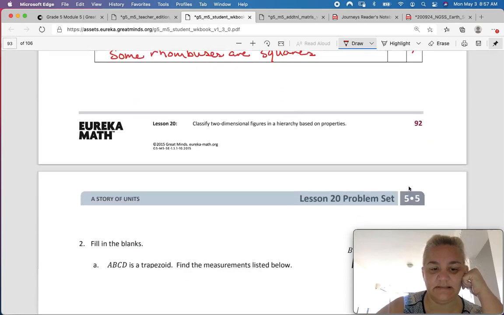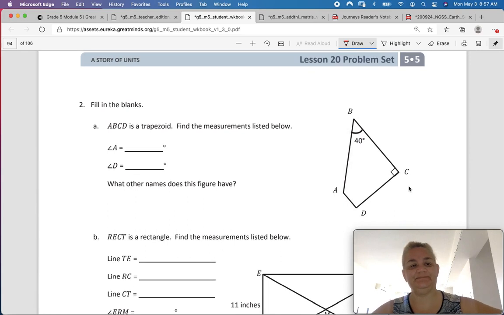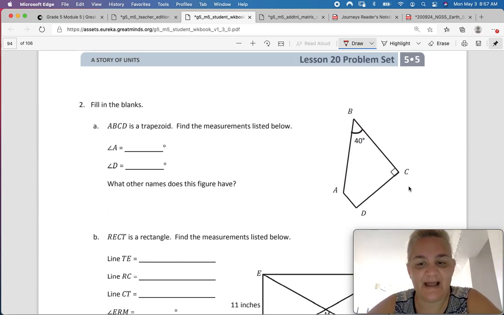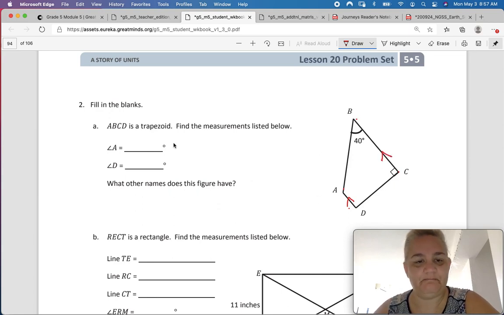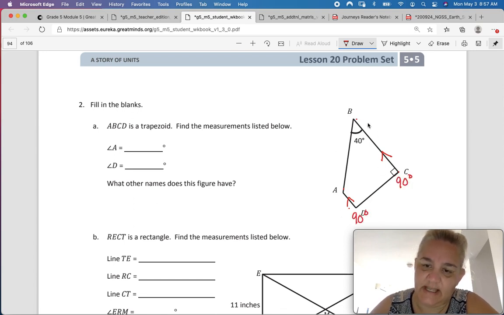Okay. All right, fill in the blanks. ABCD is a trapezoid, and it's a trapezoid because this line and this line are parallel, okay? Find the measurement listed below. So we know that this is 90 degrees, and we know this is 90 degrees. And we know this is 40 degrees.